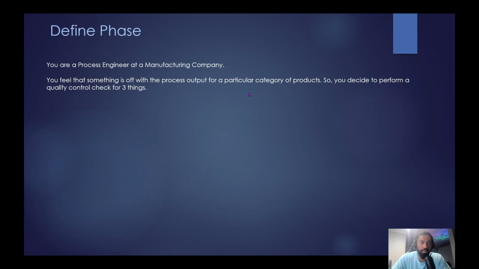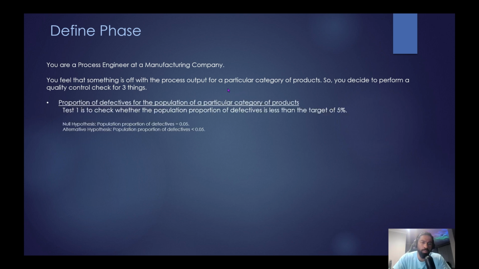Imagine you are a process engineer at a manufacturing company. This is the define phase, and you feel that something's off with the process output for a particular category of products. So you decide to perform some quality checks specifically for three things: the proportion of defectives within the population for a particular product. Here, the test you put in place is to check if the proportion of defectives for the entire population is less than the targeted 5% or is it more.